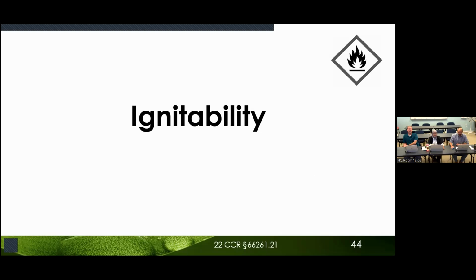The criteria of the ignitability characteristic is outlined in Title 22, Section 66261.21. This section is subdivided into 4 subsections, and I will explain this criteria in depth later. Before that, we need to understand what led the regulators to consider ignitability as one of the waste criteria. Next slide, please.